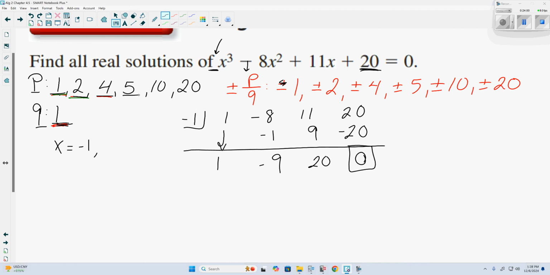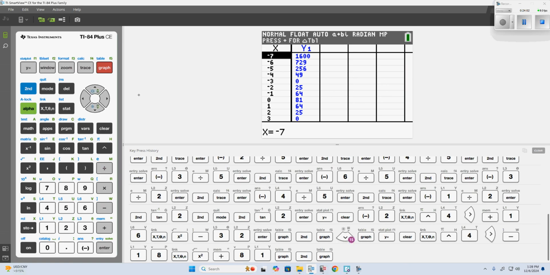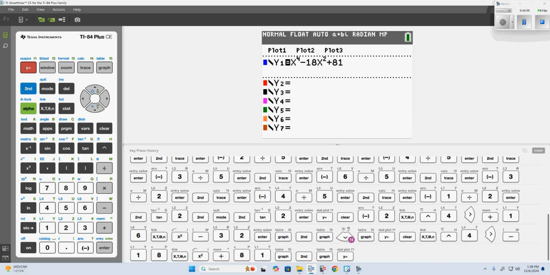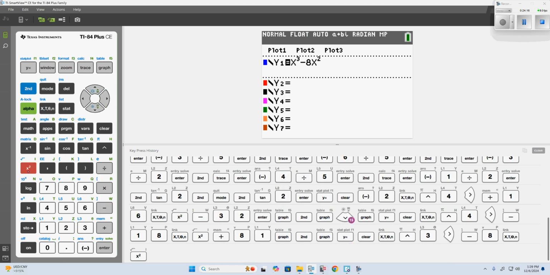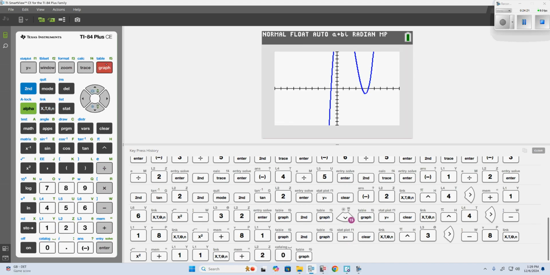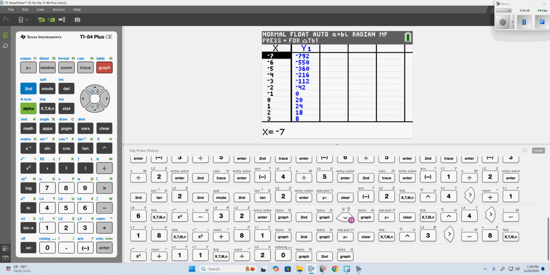Or if we come to the graphing calculator, I hit y equals. The function is x to the 3rd power minus 8x squared plus 11x plus 20. We get this graph, yes? But I'm looking for what value of x will make the y value be 0. Well, there it's telling us it is what? -1. Which we did already find, yes?